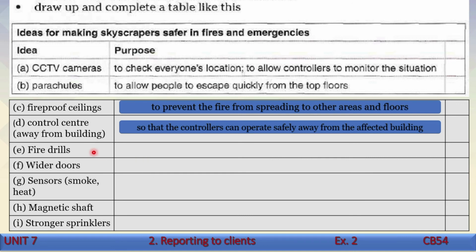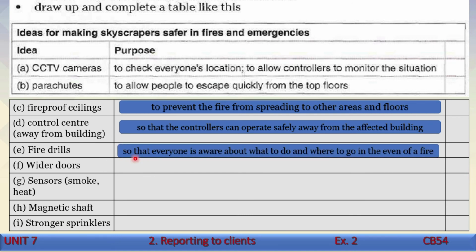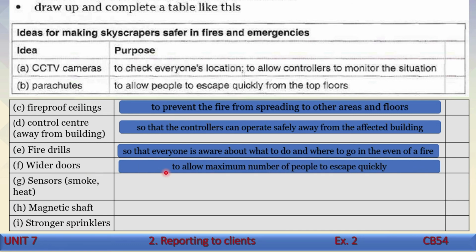And then fire drills. Fire drills are done so that everyone is aware about what to do and where to go in the event of a fire. And then we have wider doors. We have wider doors because this will allow maximum number of people to escape quickly.